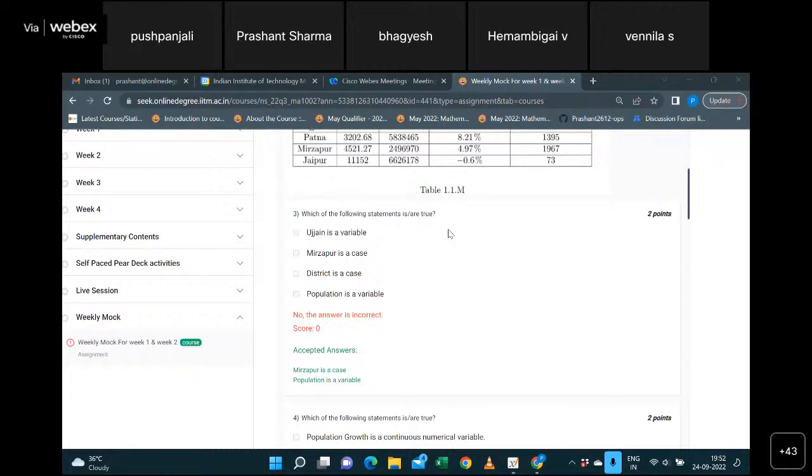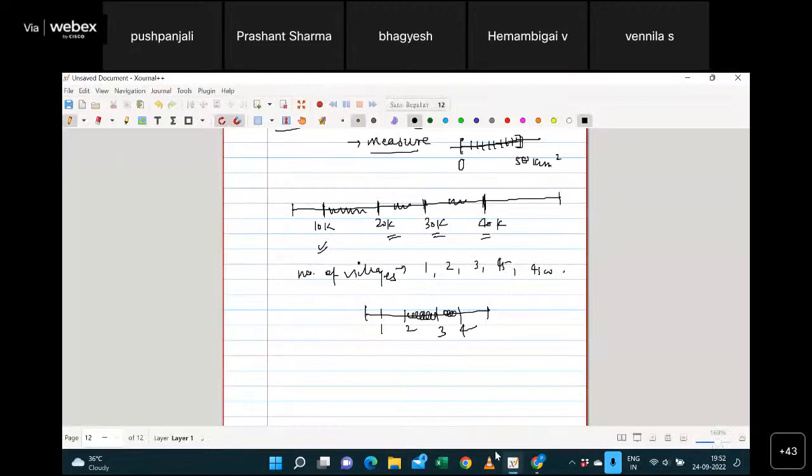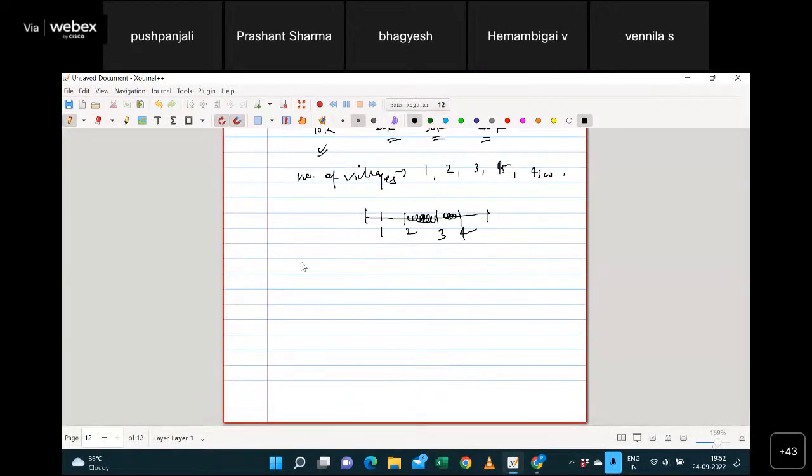Suppose there is 25.389%, and you took 25.38. But by rounding off, it should be 25.39. It depends on the individual how you did the round off. Any value we can change, but the total should become 100. That is the criteria.